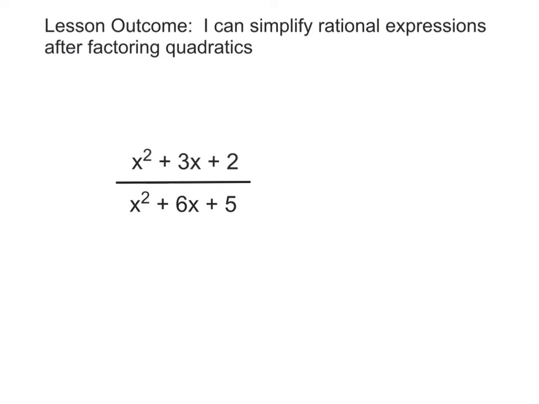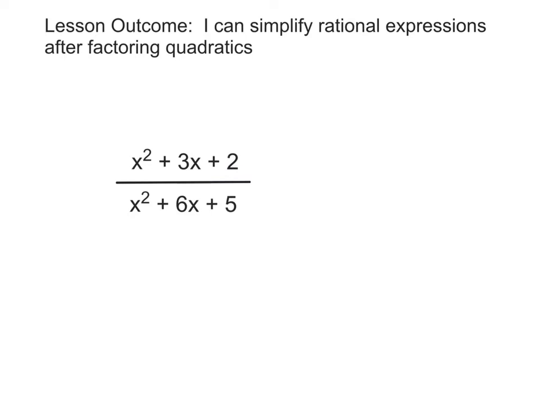The lesson outcome for this video is, I can simplify rational expressions after factoring quadratics. So we are going to use a similar process as we have the last couple of lessons, and that is we need to simplify this rational expression, again, polynomial in the numerator, polynomial in the denominator, fraction bar in between, that's a rational expression. We're going to cancel out common factors to simplify this.